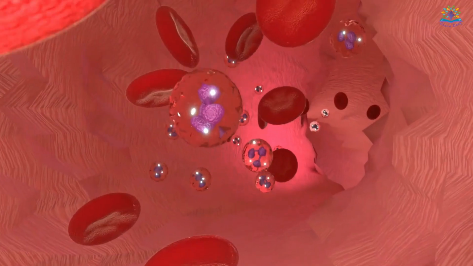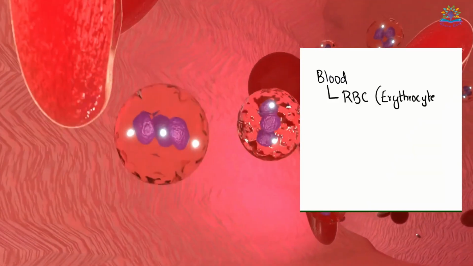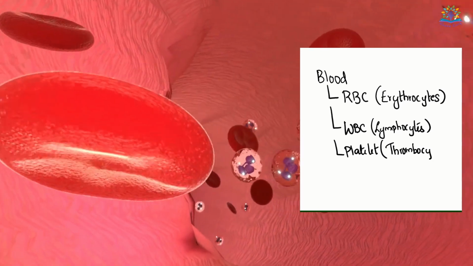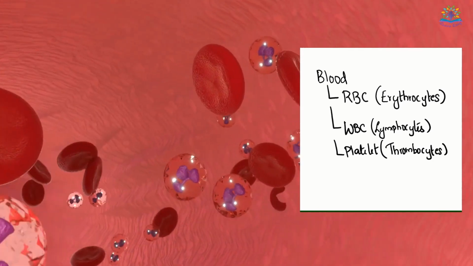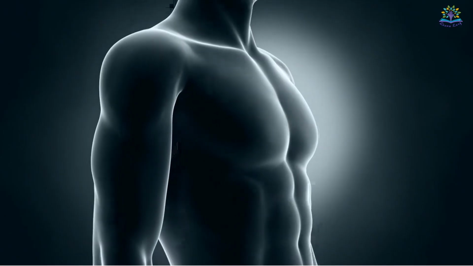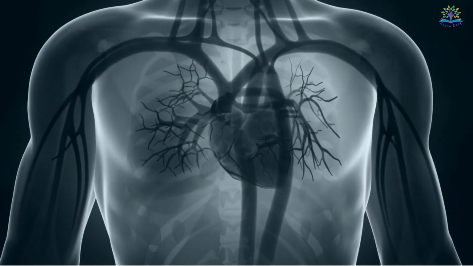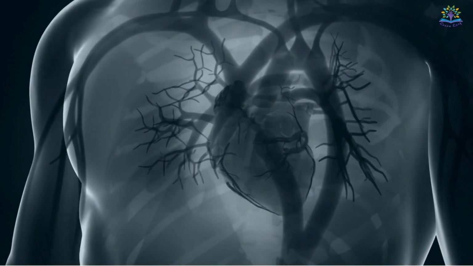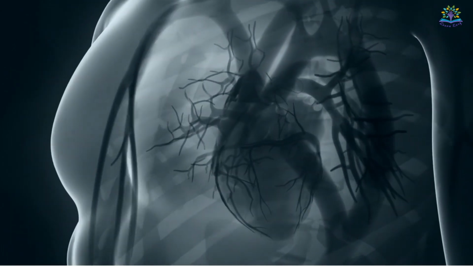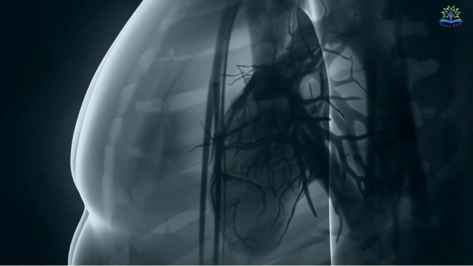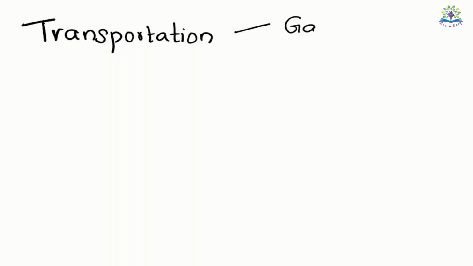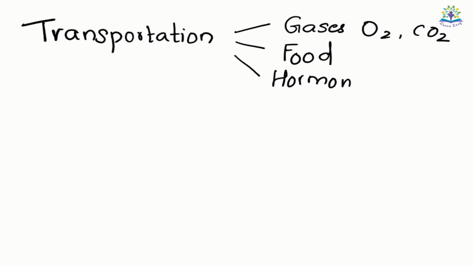Blood is a connective tissue. It consists of cells, RBC, WBC, and platelets in a liquid matrix plasma. Blood is pumped by the heart and flows through the blood vessels, arteries, veins, and capillaries. The main function of blood is transportation. It transports respiratory gases, digested food, hormones, etc. to different parts of the body.